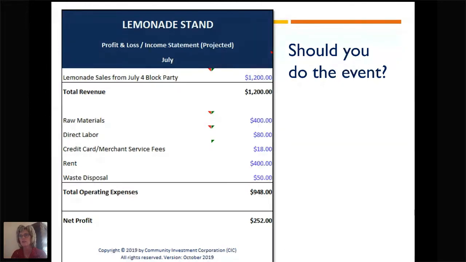So the first thing you notice, we have Lemonade Stand is the name of my business. Then I have profit and loss, income statement projected, which you can see right here that I've got my little laser pointer on. It's projected because it's coming up. The time period we're looking at is July. Again, an income statement is always for a specific period of time. Now we're going to assume that that's the only event that we're doing in July, and that's why we've got it here.